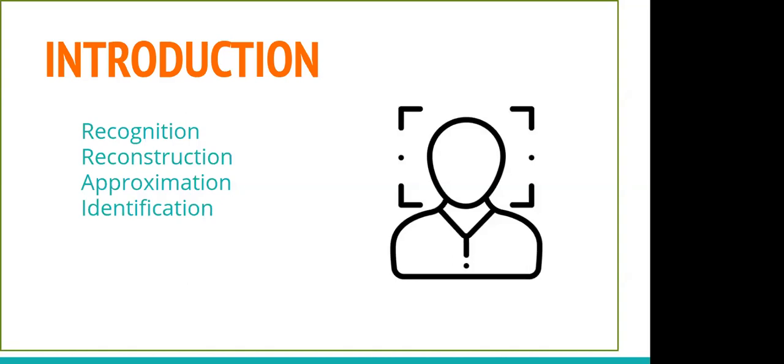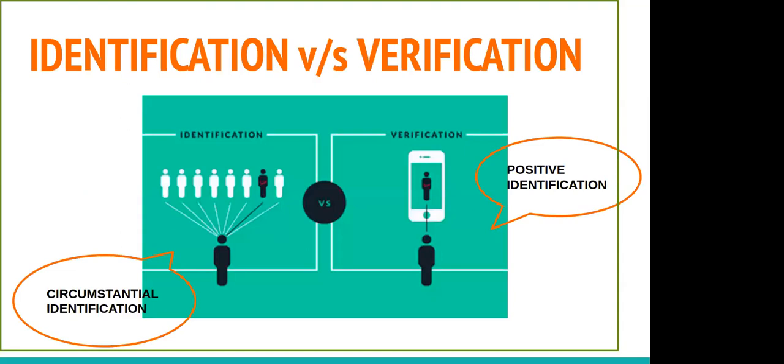And then there's another term, identification. Identification is generally when you don't know the person, when you don't know to which area that individual belongs, and you need to identify that individual. We call it identification in general. There are two terms which are more widely used, more specifically in biometric identification cases. These terms are identification and verification. We also label them as circumstantial identification and positive identification.